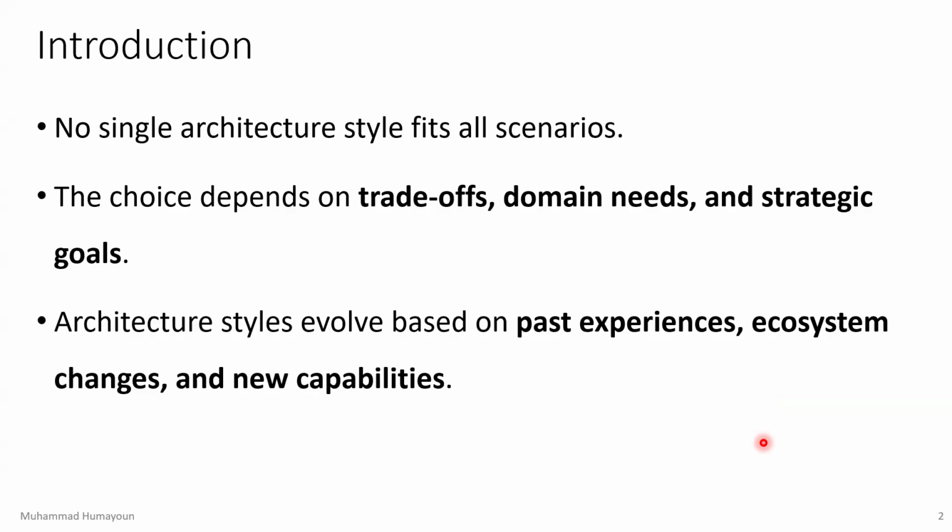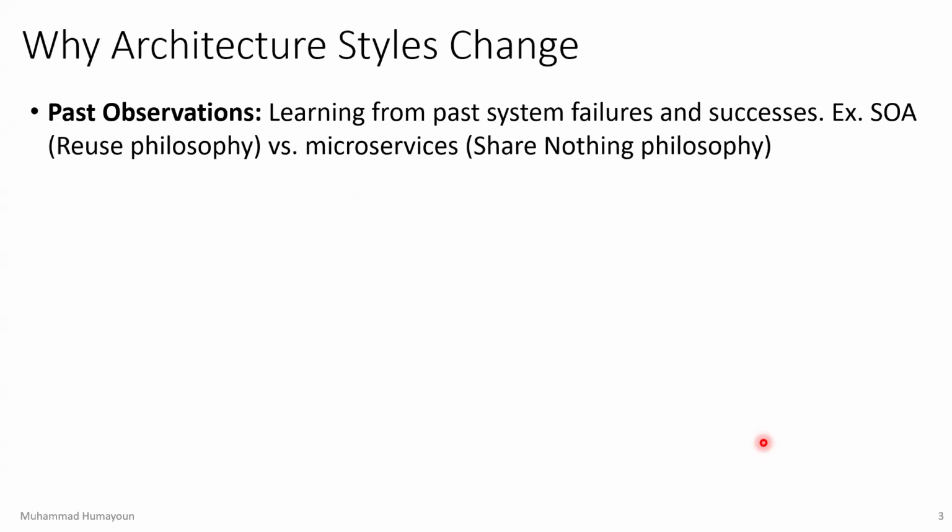But we need to look at our problem statement, we need to look at the needs, and then we need to pick the architectural style that is best suited for our needs. So why do architectural styles change over time? Well, it is because of past observations, our past successes and failures over time.